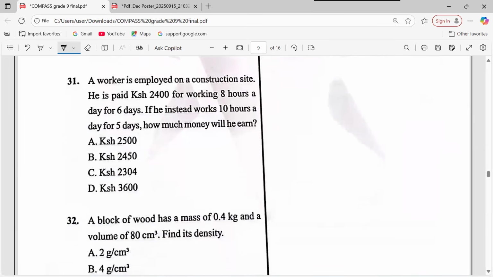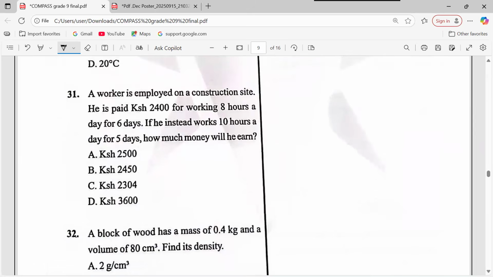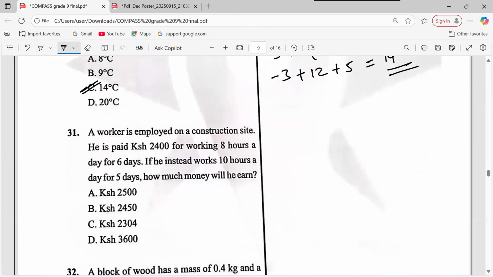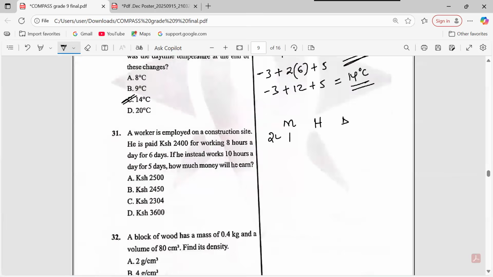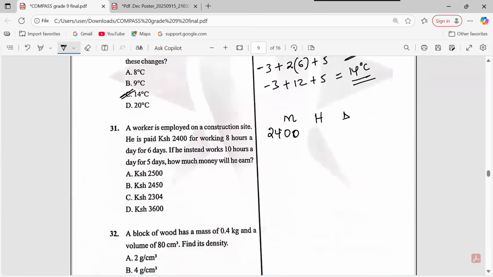At 31 now, a worker is employed on a construction site. He is paid 24,000 Kenya shillings for working 8 hours a day for 6 days. If he instead works 10 hours a day for 5 days, how much money will he earn? We shall talk about the money here, the hours here, the days here. 24,000 for how many hours? 8, 6 days. Then how much money?